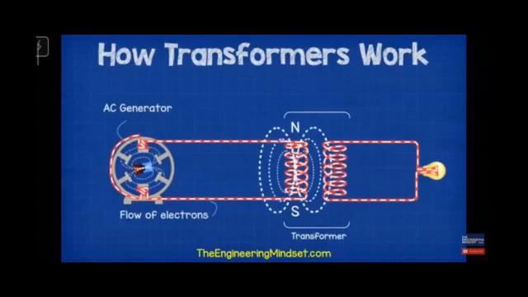The magnetic field in the first coil is continuously changing its intensity as well as its polarity. The change in the polarity and the intensity of the magnetic field induces an alternating current in the second coil with the same frequency.